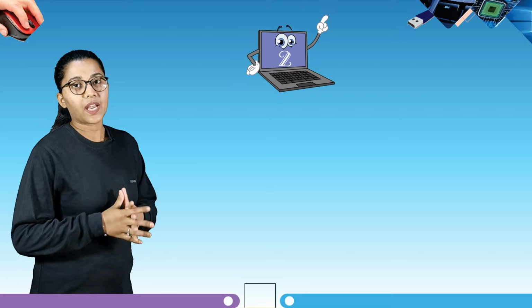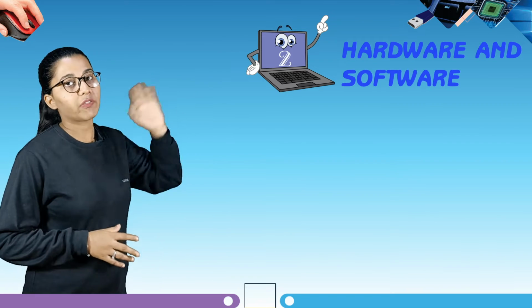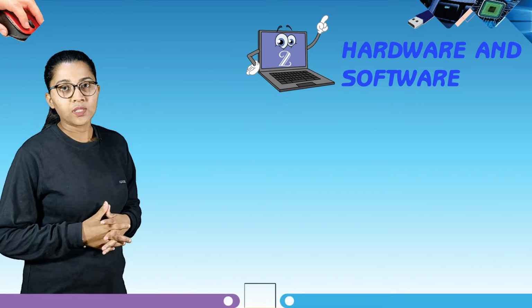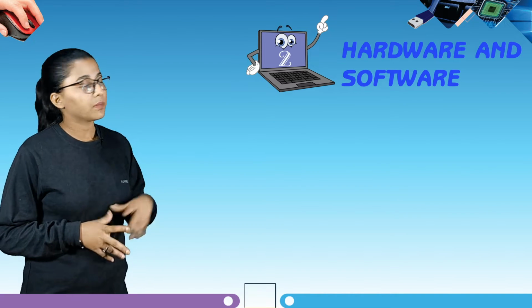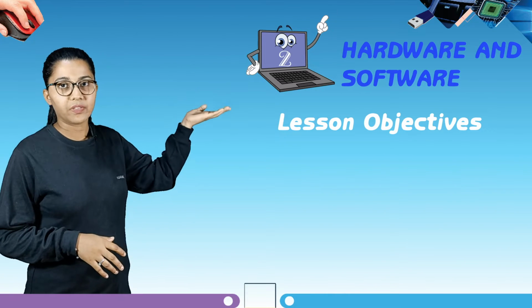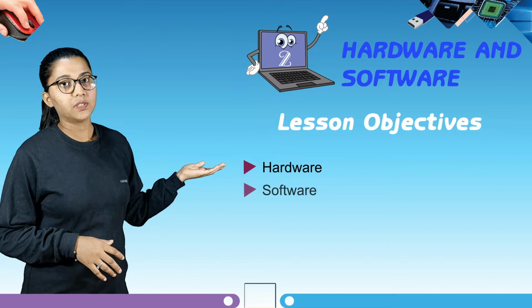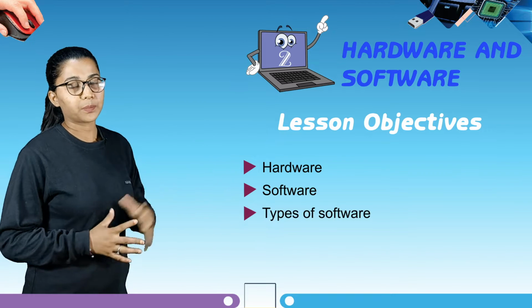Today we are going to learn about chapter number 2 of class 3rd, that is hardware and software. So students, before we start our chapter, let's have a quick look at some lesson objectives: hardware, software and types of software.